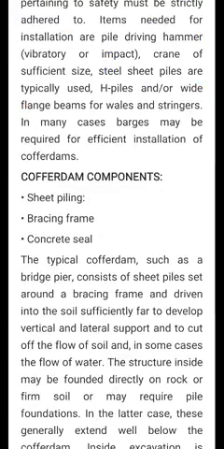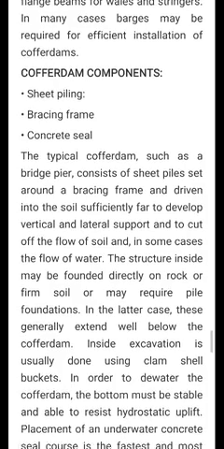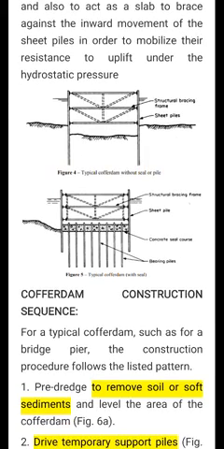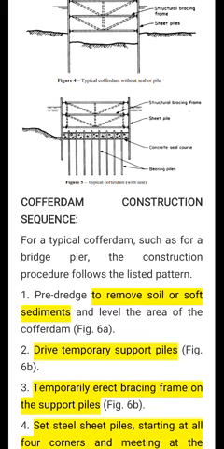Now, exactly what components are there in a cofferdam, as we have discussed? Obviously there will be one separator, that is the sheet piling. Then, to support that separator, there is a bracing frame. And to avoid seeping, there is a concrete seal. You can see the picture once again. Now, how the cofferdam construction has to be carried out in sequential time.